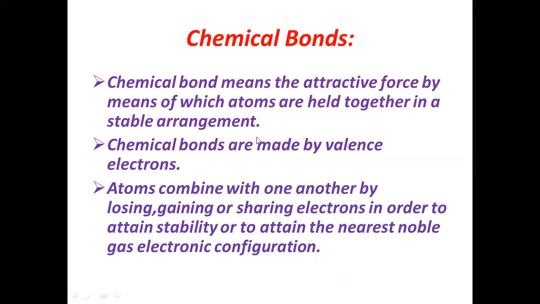How will the atom gain stability? The atom will gain stability either by losing electrons and forming a cation, or by gaining electrons and forming an anion, or by sharing electrons. So these are the three ways by which atoms can get stability, or a complete outermost electronic configuration, the same as the noble gases.